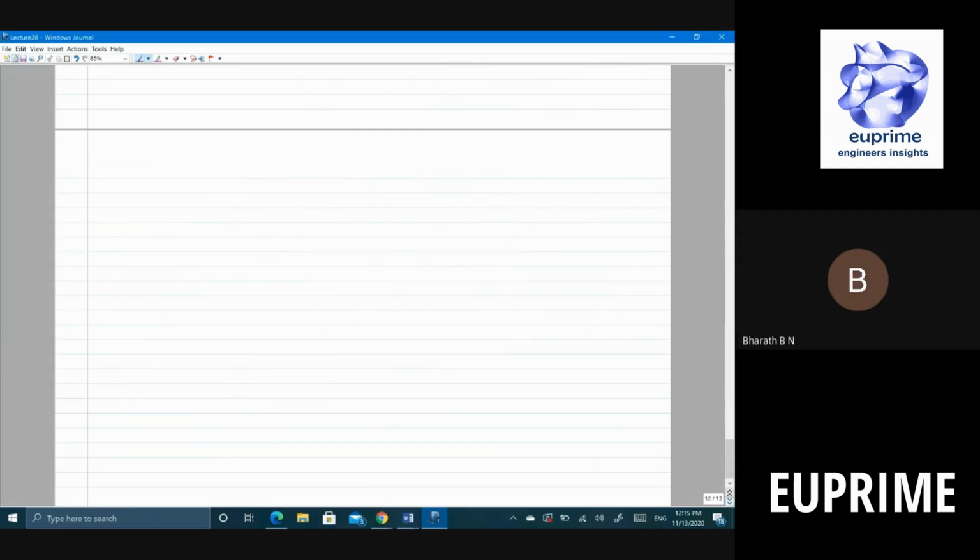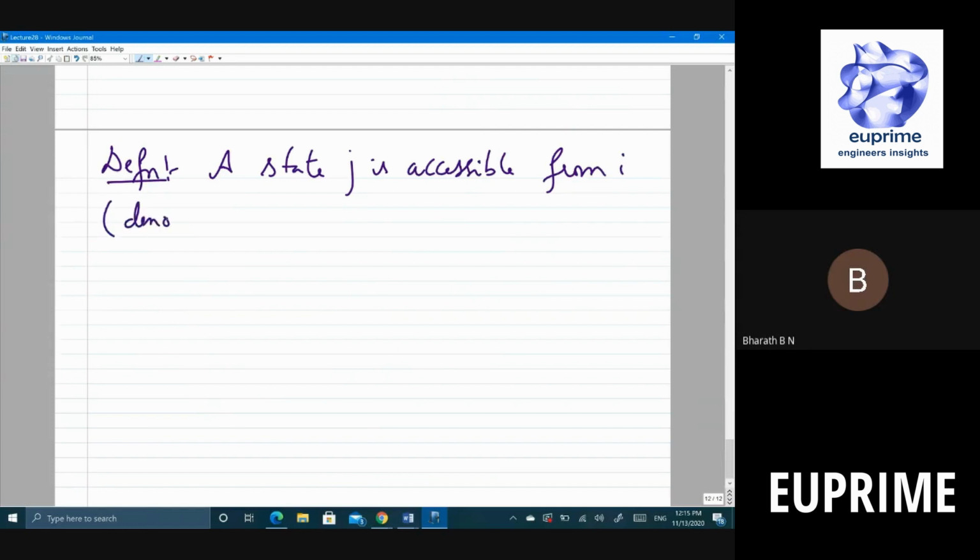Okay, fine. Now with this we'll look at a few definitions. Now I have encoded everything into a graph, the entire Markov chain. We say that a state J is accessible from I, denoted with a notation. So basically, state I can go to state J. That's what it means. State I can go to state J.